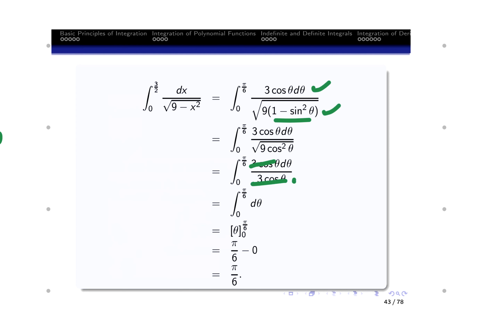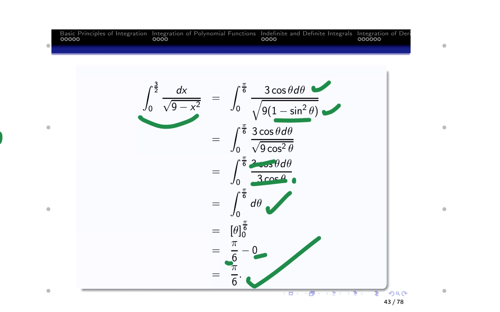Like I told you in the last video, if you integrate d anything, you get that thing. The integral of d theta becomes theta, and then you evaluate within the limits 0 to pi over 6, meaning put pi over 6 first, minus put 0, and then you have pi over 6. Pi over 6 is a constant because the integral is a definite integral. That's in radians; in degrees, that is 30 degrees, but pi over 6 is safer to have.